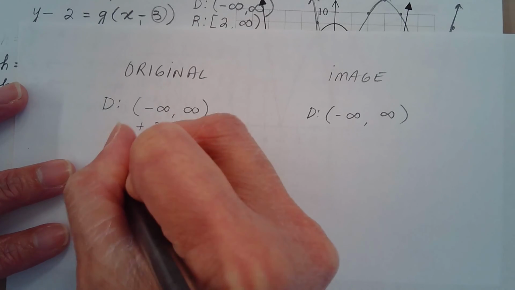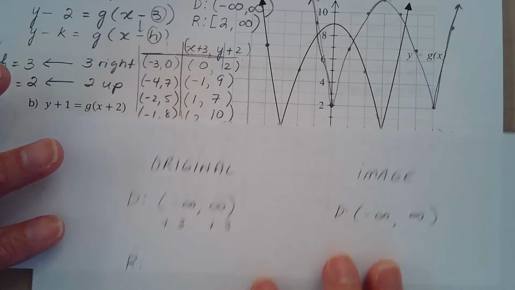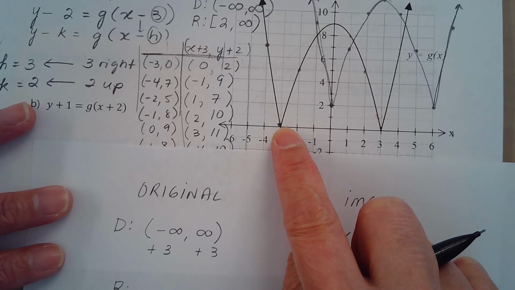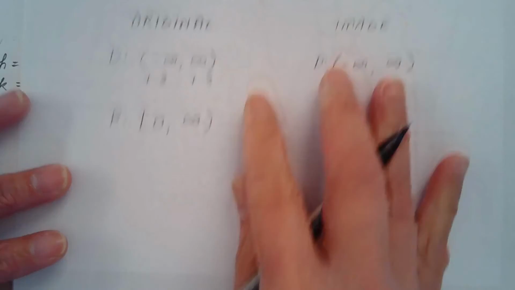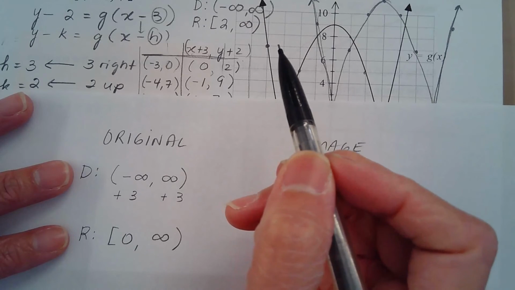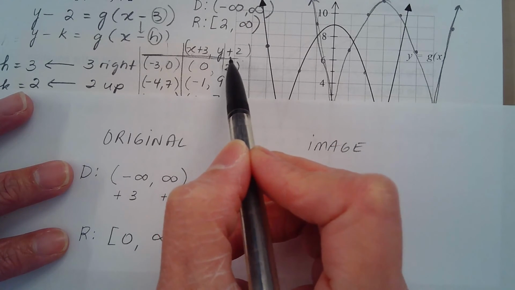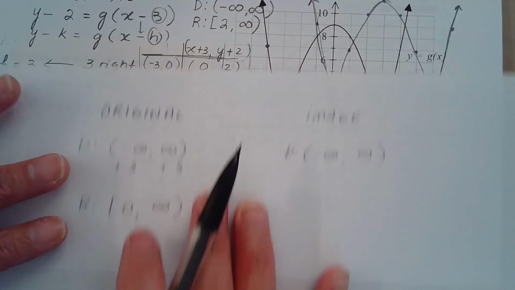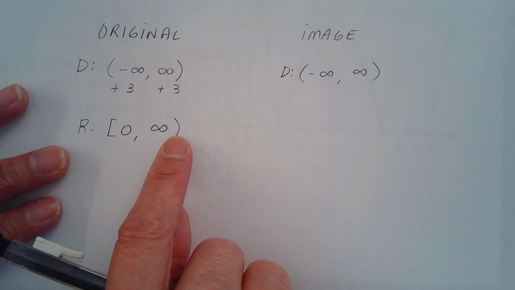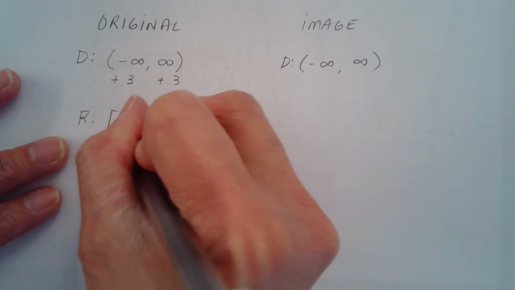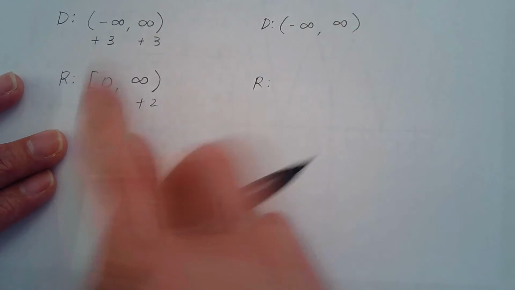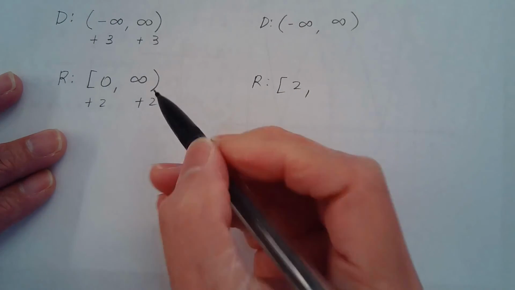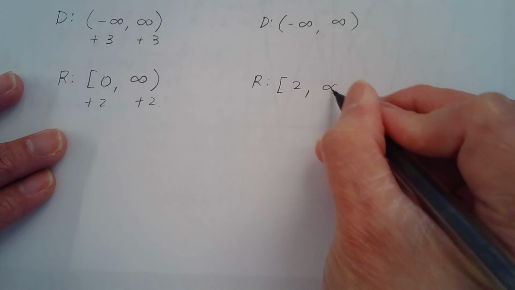Now what about the range? What did we do? What's the original range? 0 to positive infinity, okay? And what's the translation for y? Everything got added. Think of all of the range. Everything got added by 2. So if we add 2 here, it would be now 2. And if you add 2 to the infinity, it would still be infinity.